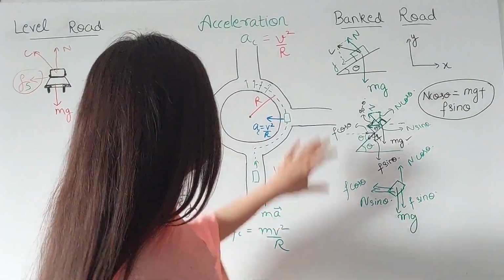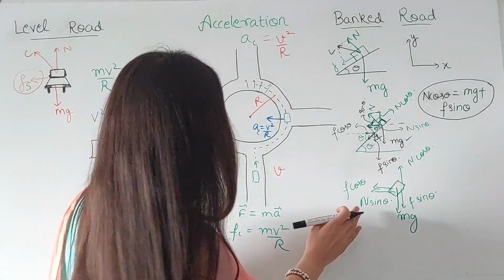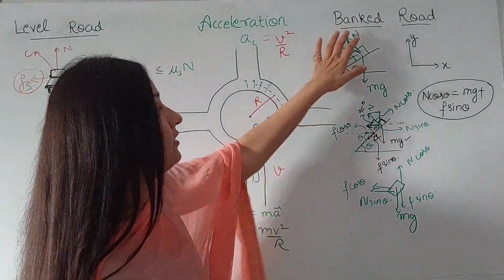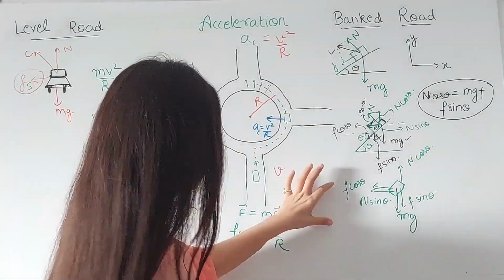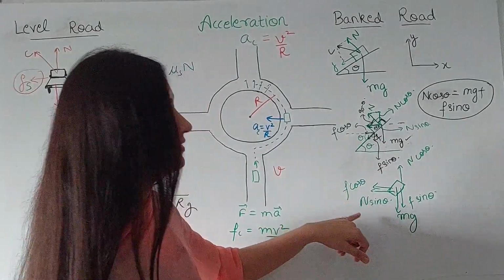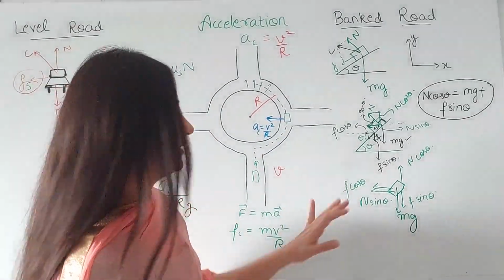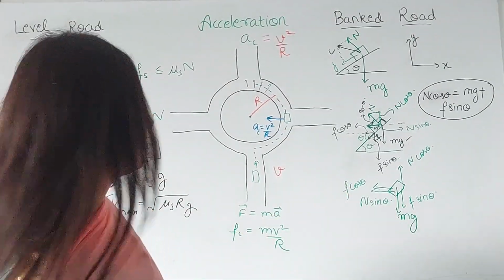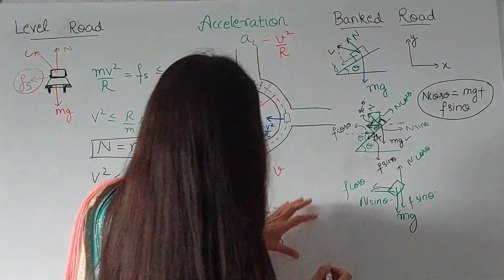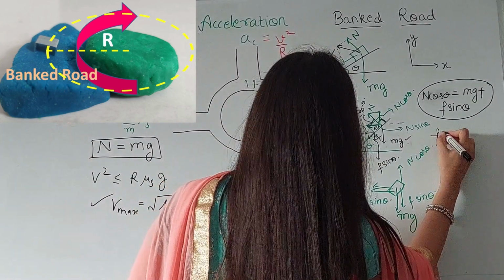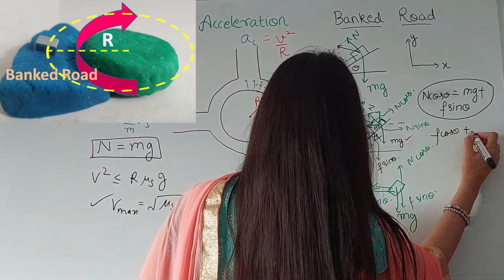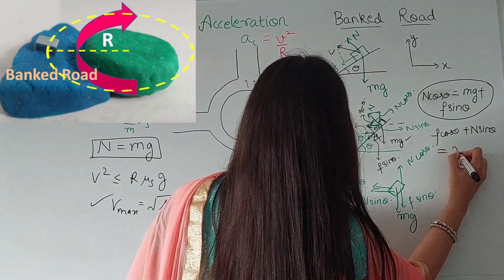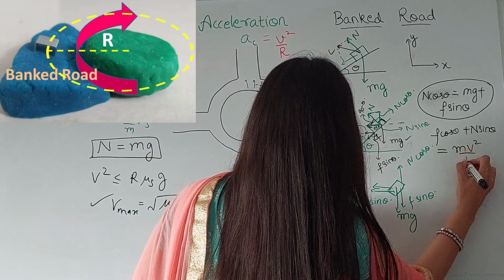Note that in the case of the banked road, the horizontal components of the force of friction and the normal reaction force, that is f cos theta and n sin theta, these two forces are providing the necessary centripetal force. I will be writing f cos theta plus n sin theta is equal to mv square by r.